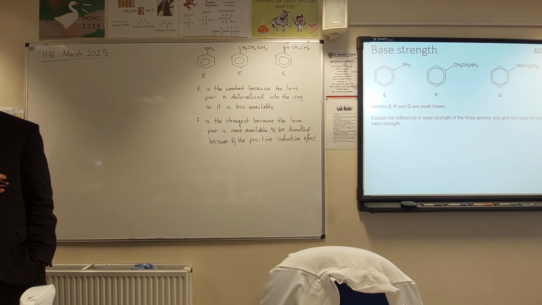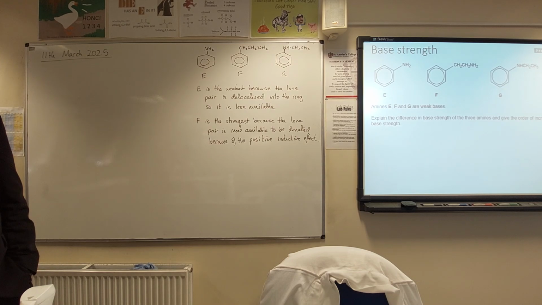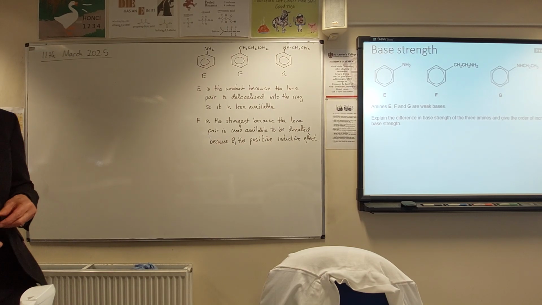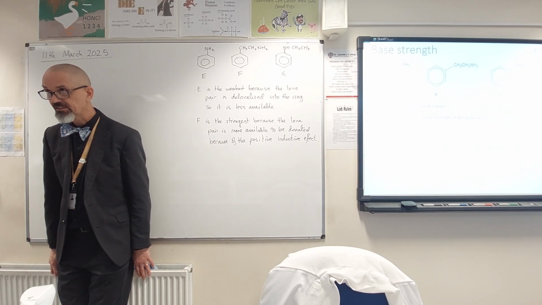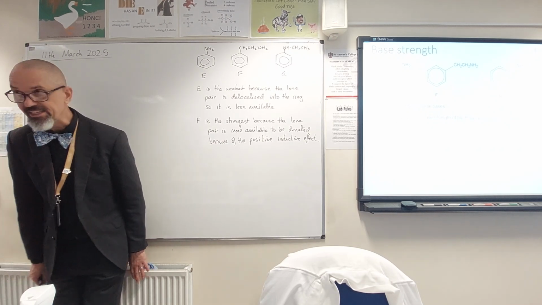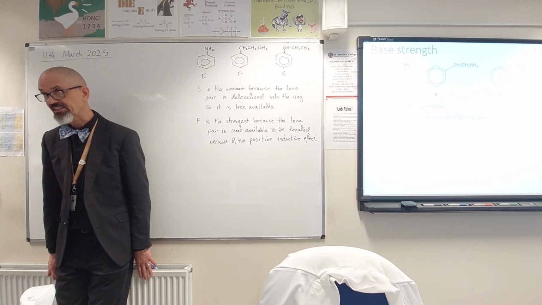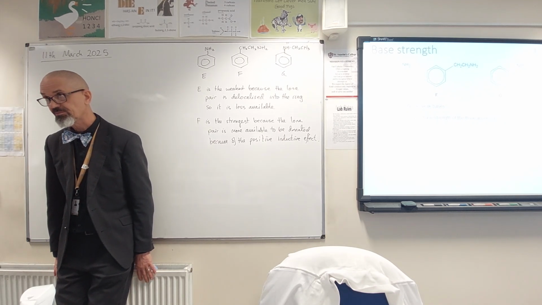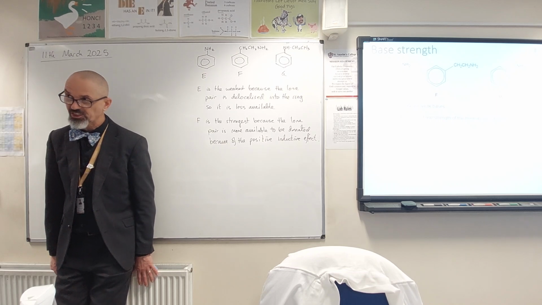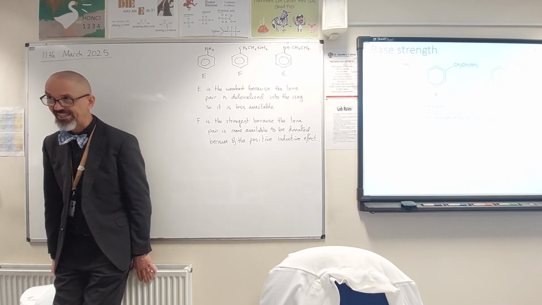Isn't G the strongest? I mean the weakest, sorry. Because the positive inductive effect pushes the electrons closer to the benzene ring. No. G has a combination of E and F. G's in the middle. In E, you've only got the electrons being delocalized into the ring, and in F, you've only got the positive inductive effect going down the alkyl chain. In G, you've got a combination of the two, so to some extent they'll cancel each other out.